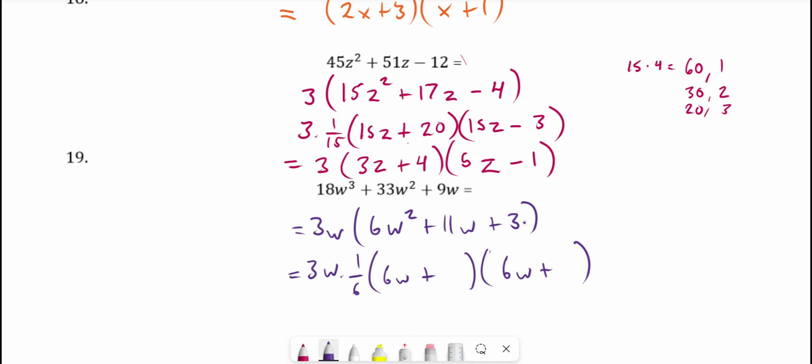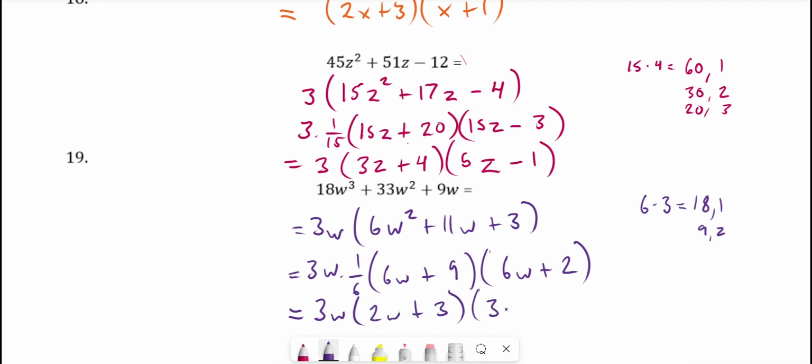our signs. 6 times 3 is 18, and we look through our list of factors of 18 for ones with a sum of 11, which is 9 and 2. Put a 9 here and a 2 here, and then we will factor out their greatest common factor and reduce. Pulling out a 3, pulling out a 2, we cancel with the 6, and then we have 2w plus 3 and 3w plus 1. And that's all there is to that one.